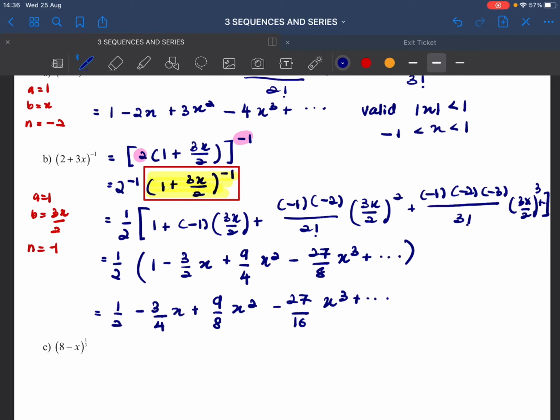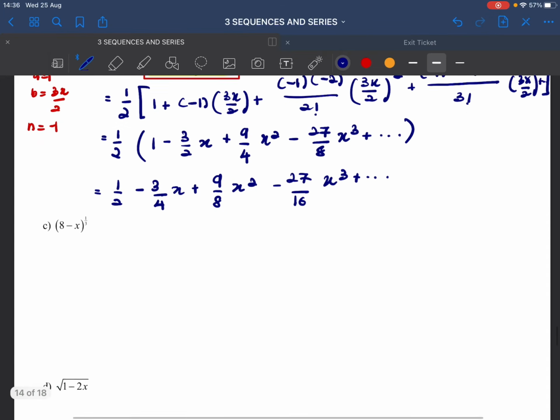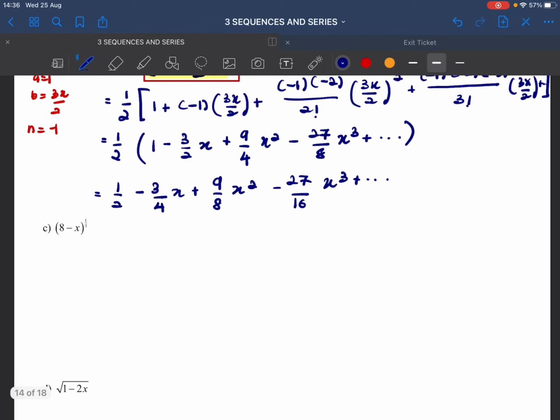Okay, so very important. First, if you want to expand for n negative or n fraction, your a must be 1. So to do so, you have to factorize your a. Kalau a kamu bukan 1 lah. Okay, so let's see next example, question C. Okay, again, if you want to do binomial expansion, the first thing is you have to look at your n.